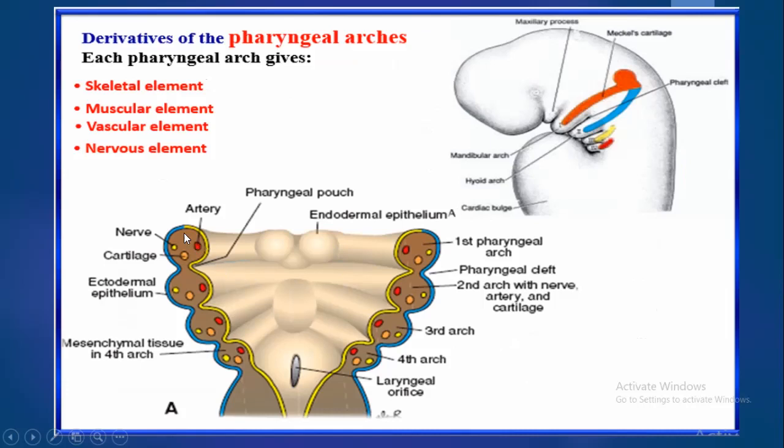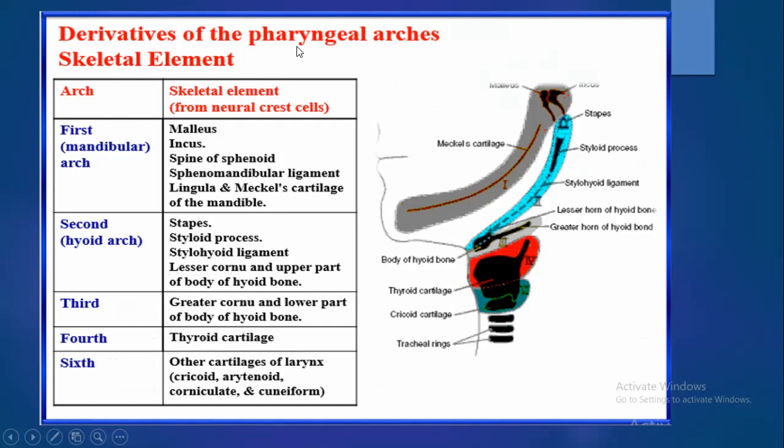As a general rule, in each arch we have an artery, nerve, and muscle or cartilage. This is the skeletal element, muscular element, vascular element, and nervous element. These are the derivatives of the pharyngeal arch. Each pharyngeal arch gives these structures. The skeletal elements of the arches come from the neural crest.